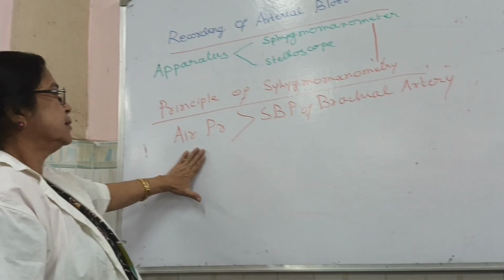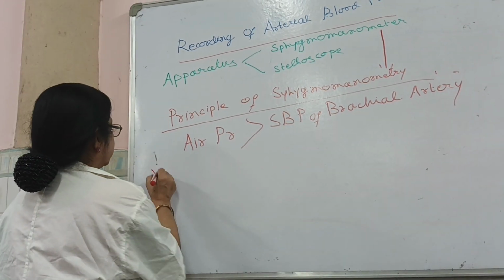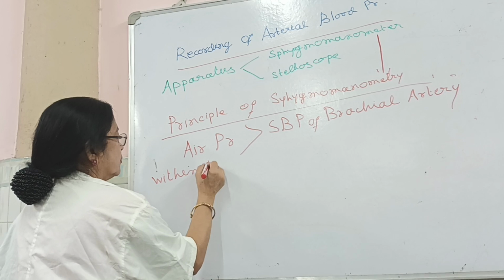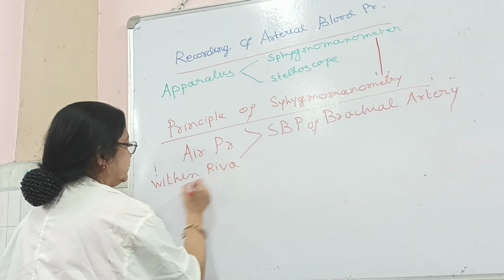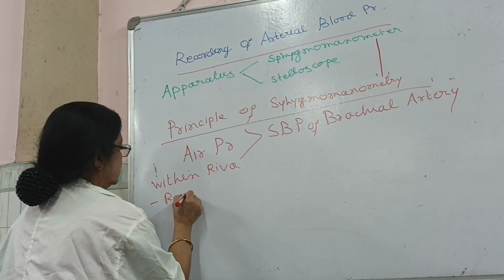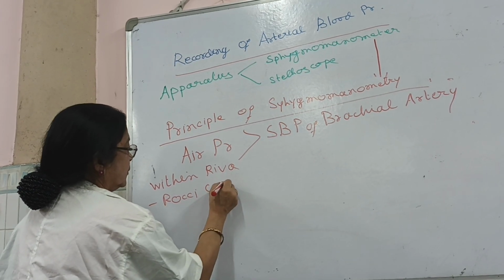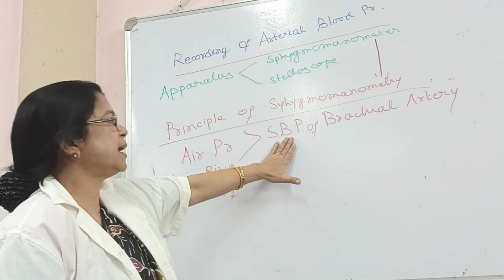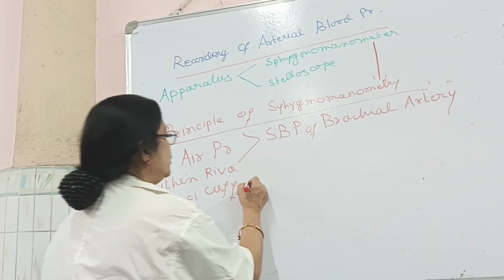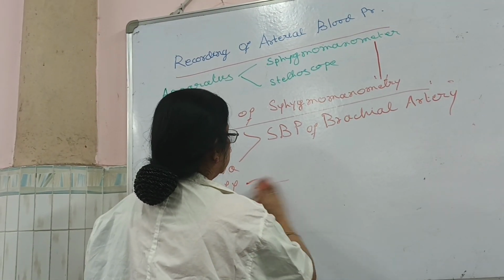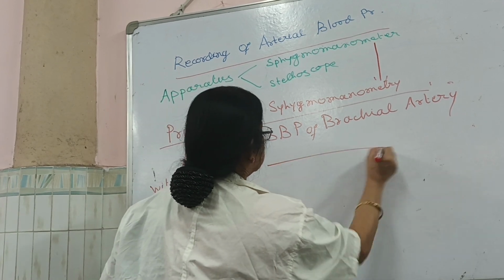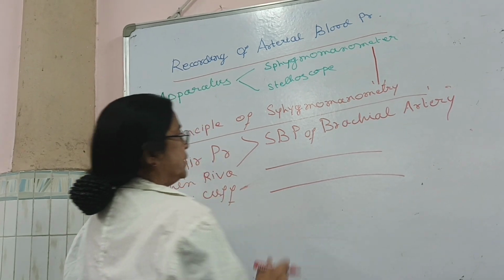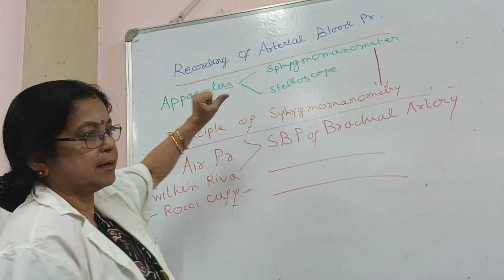Air pressure within the cup is more than the systolic blood pressure of the brachial artery, so no blood will flow. Suppose this is the artery, and the bag is around here. Then what will happen? You are raising the air pressure gradually.